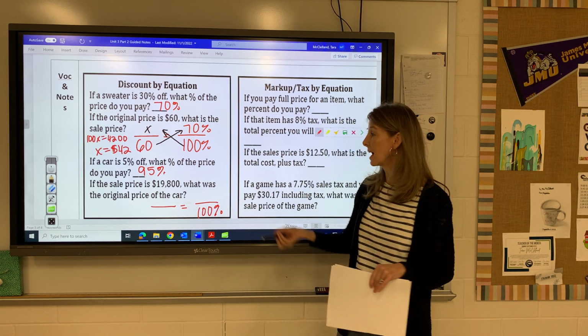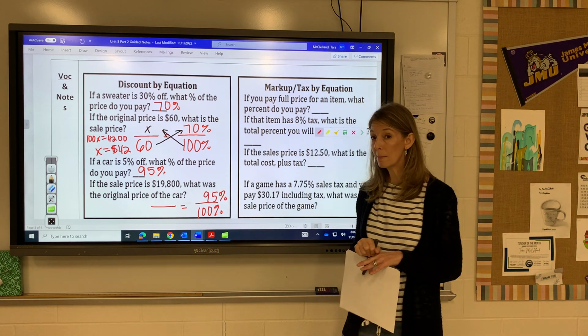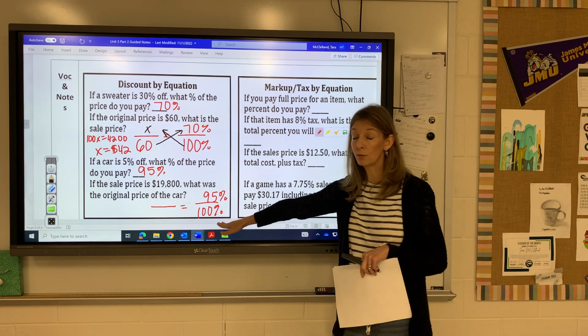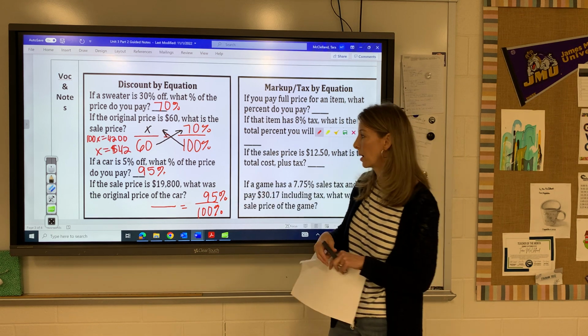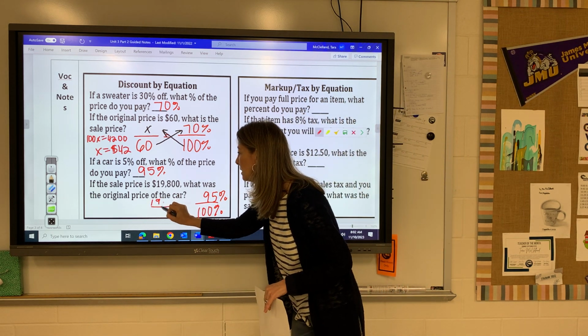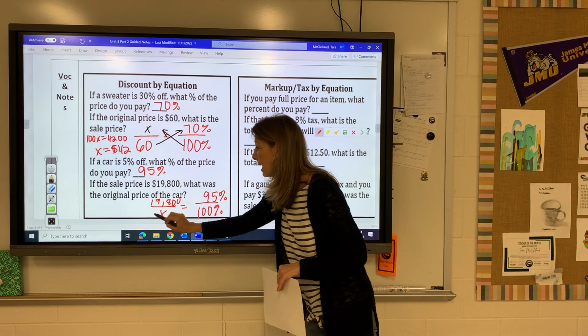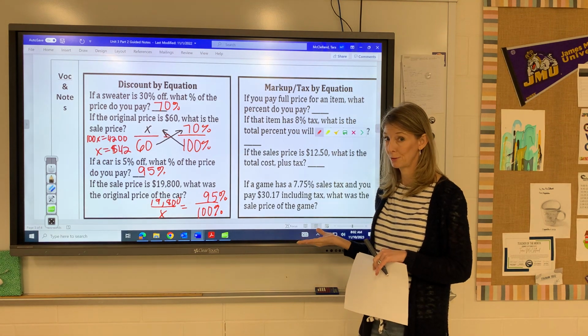All right, again, if you prefer to see that set up with proportion, it's line equals line, 100% goes here. What's above that? 95%. The other amount you have in here is the $19,800. Again, was that the full cost, the 100%, or was that the sale price? It was the sale price. So we're putting that on top, and X is right there. And of course, cross multiply and solve.